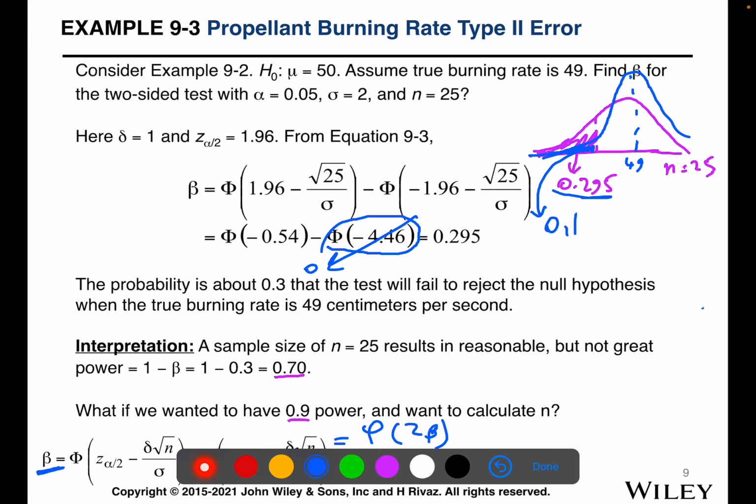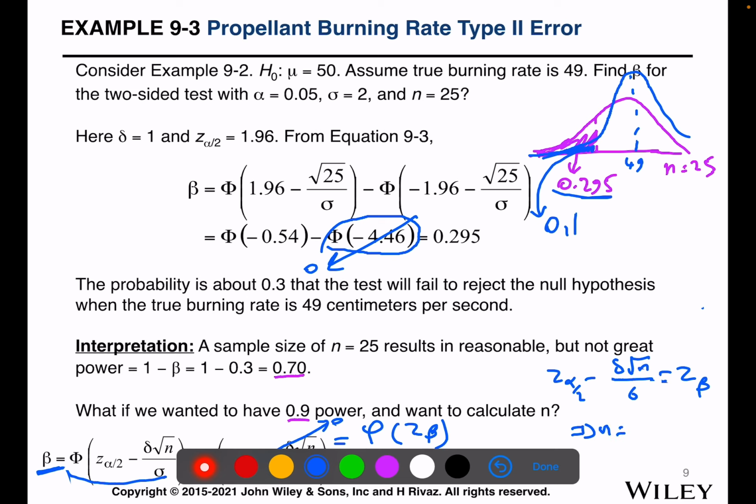So what we do is that often this other term is 0, right? Sorry, it's blocked by this thing. So we assume that this other term is going to be 0 anyways, and I'm going to assume that the first term is equal to phi of z of beta, or in other words, z of alpha divided by 2 minus delta square root of n divided by sigma is z of beta, right? And then from this equation, I calculate n.